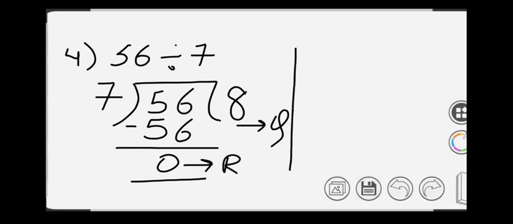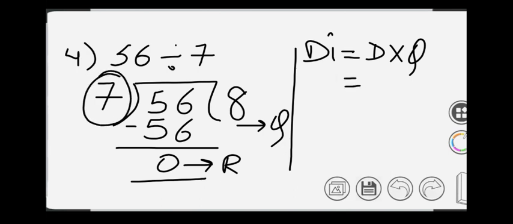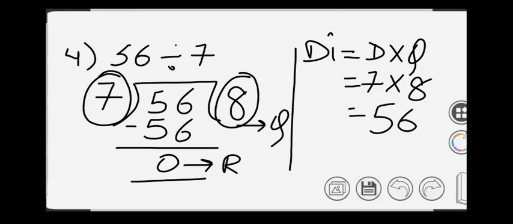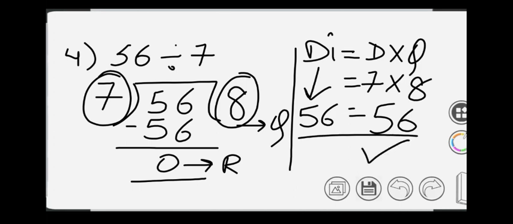Again we cross check. So dividend is equals to divisor multiply by quotient. Again divisor here is 7. This is the divisor here. So 7 multiply by quotient, which is 8. So I will be writing here 8. Now I will multiply these two. So 7 8s are 56. And as we can see, our dividend is also 56. So as both the left and right hand side are equal, that means this question is also verified and this is also correct.